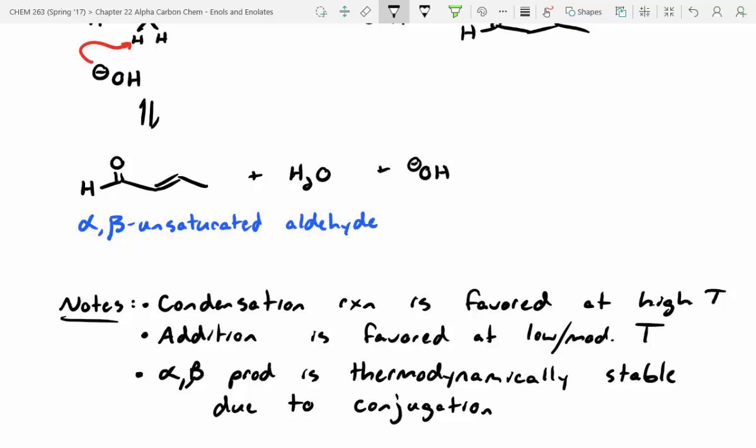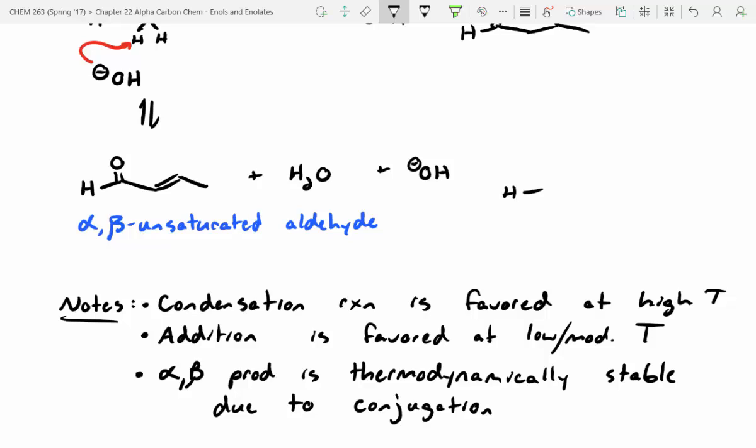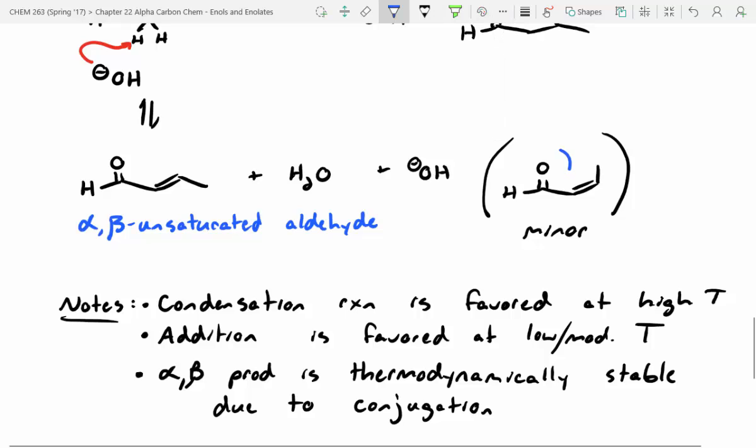The other thing too is that you do run into a minor product that can be formed. And so I'll draw this in. This would be your minor product. And why do you think it's going to be your minor product? Less favorable. Yeah, sterically, it's going to be running into that oxygen a little bit. So you do occasionally run into a mixture of major and minor products.